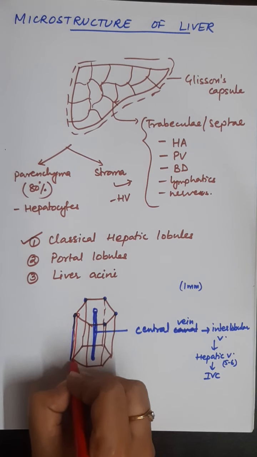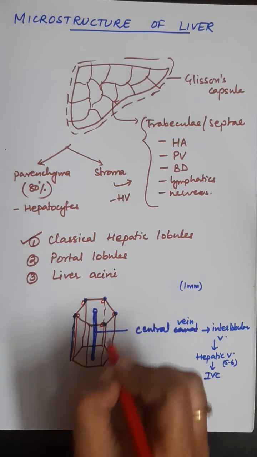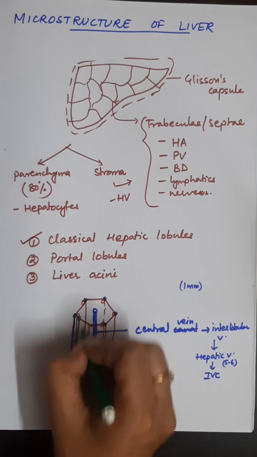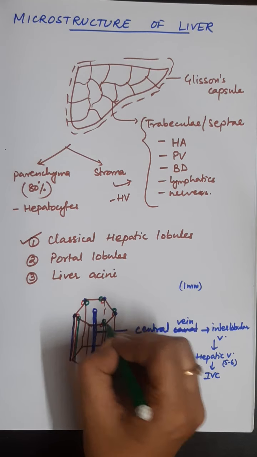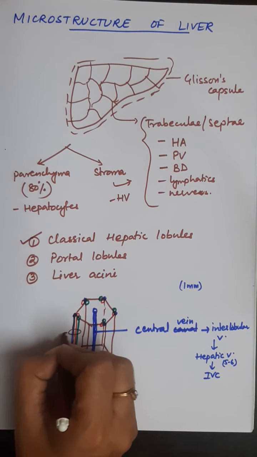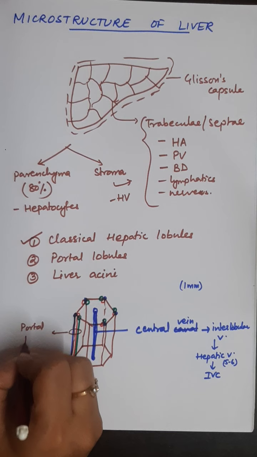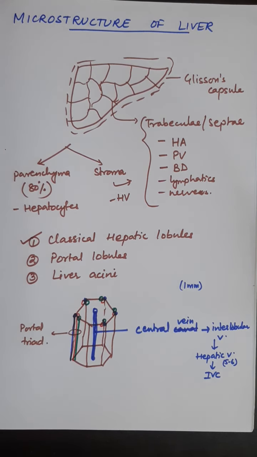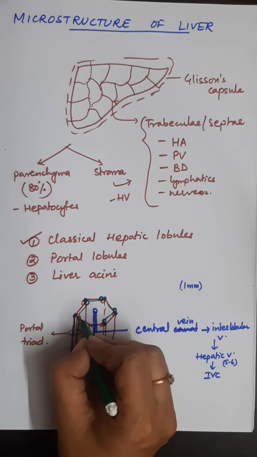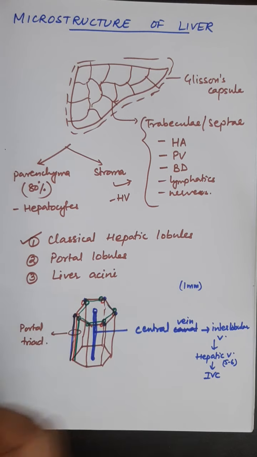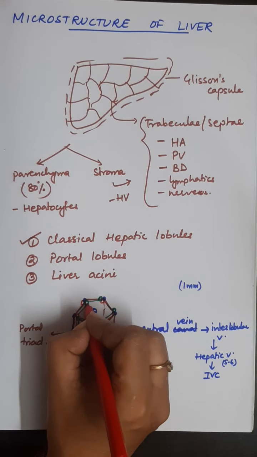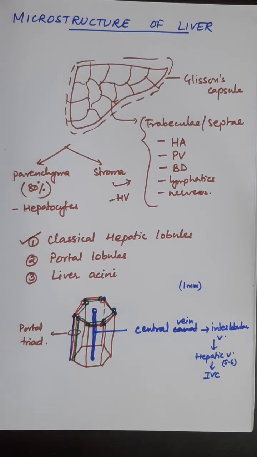branch of hepatic artery, and a bile ductule. Together these 3 structures are called portal triad. Their branches meet each other at the periphery of a hepatic lobule. So they are all giving vertical and transverse branches.